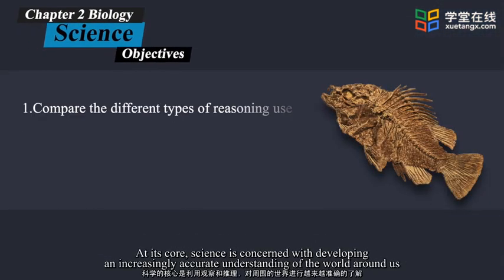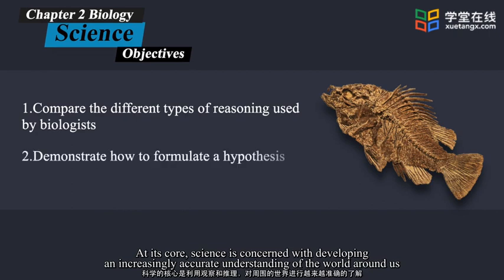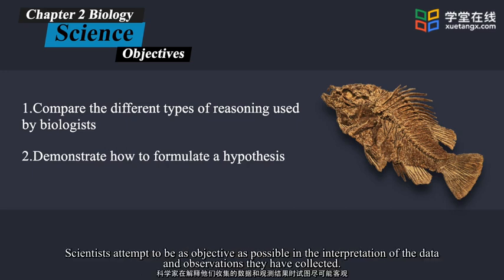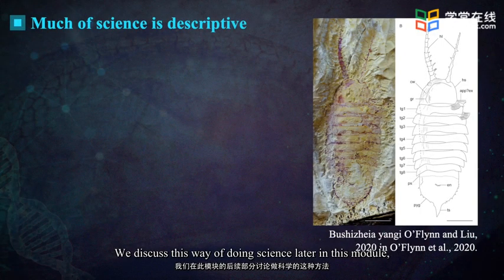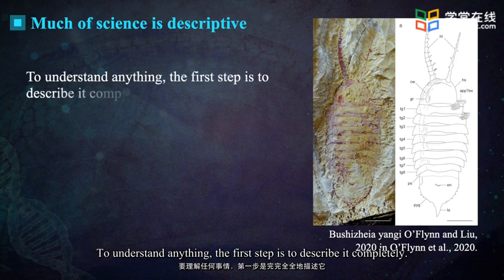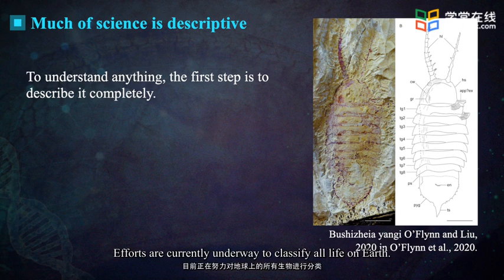At its core, science is concerned with developing an increasingly accurate understanding of the world around us using observation and reasoning. Scientists attempt to be as objective as possible in the interpretation of the data and observation they have collected. We discuss this way of doing science later in this module, but it is important to understand that much of science is purely descriptive. To understand anything, the first step is to describe it completely. Efforts are currently underway to classify all life on Earth.